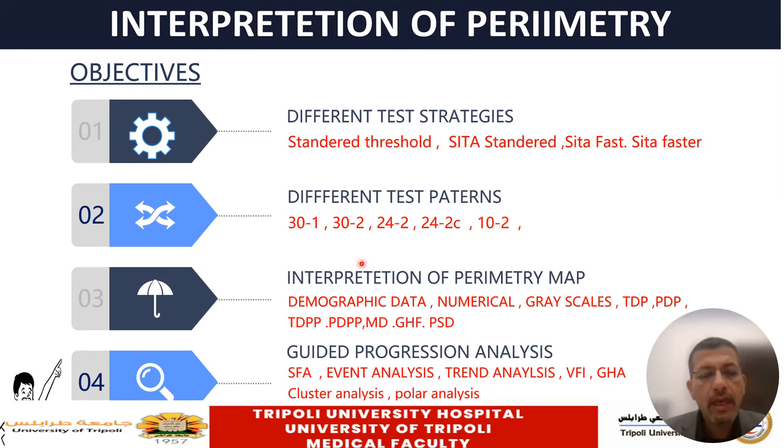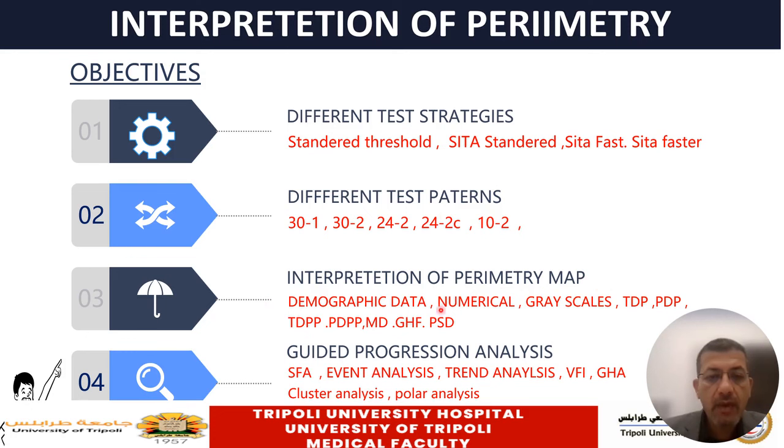Okay, we come to the last session, which is the guided progression analysis. This is to remind you that we have finished the different test strategies that are used in perimetry, and the different test patterns in the form of 30-1, 30-2, 24-2, 24-2C, and 10-2. Also, we finished all the items of the interpretation of the perimetry map, the single field analysis.